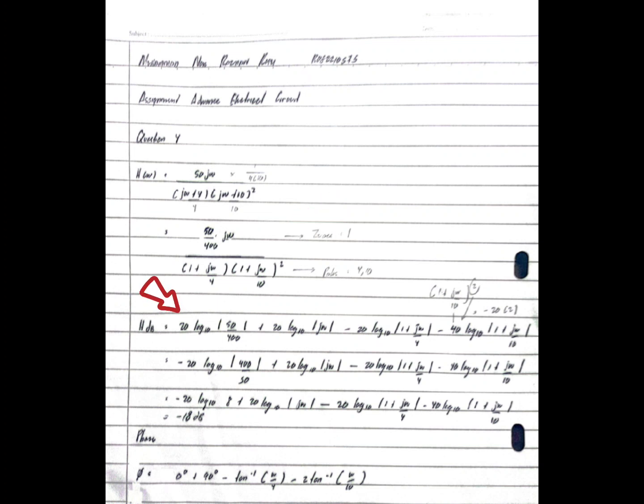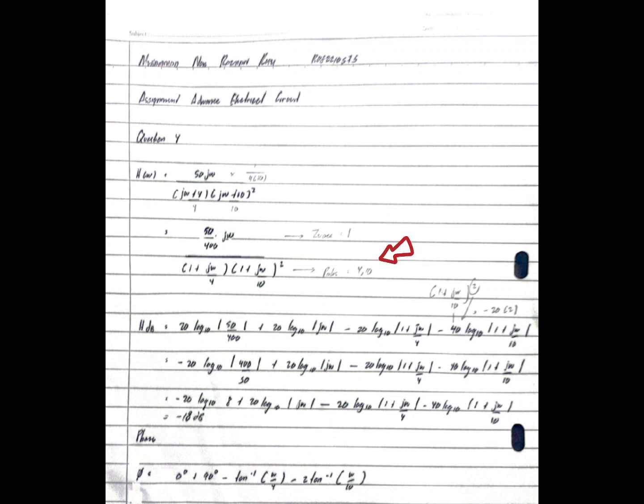From the answer below, we know that 50 divided by 400 gives a very small amount, so first we need to change it into a whole number. By doing negative 20 log of 400 divided by 50, we get the whole number negative 18 dB. The negative 18 dB represents the constant gain that we need to plot in the graph.